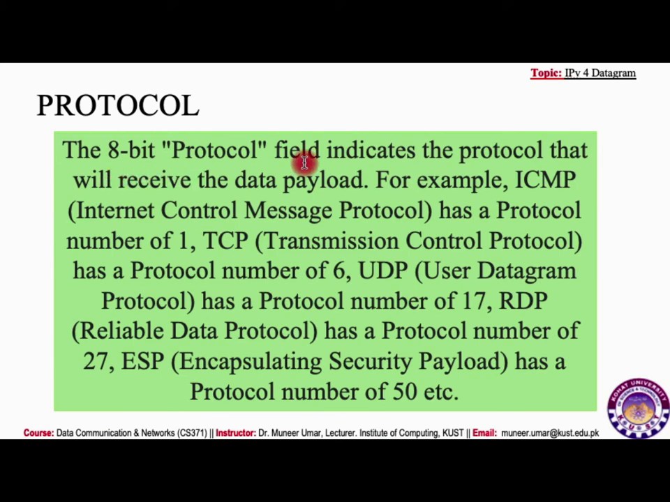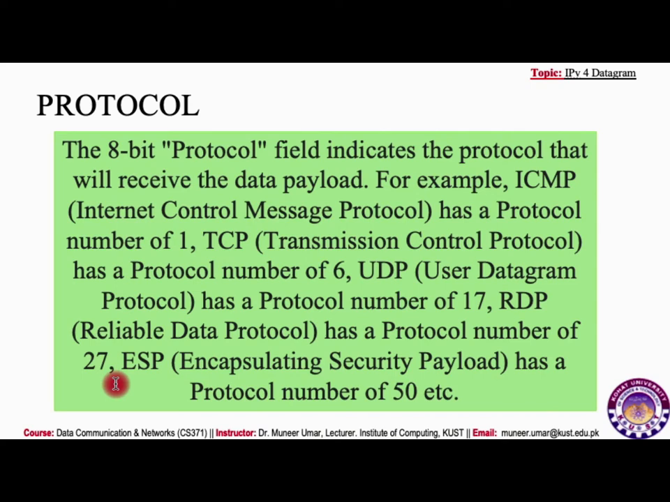The 8-bit protocol field indicates the protocol that will receive the data payload. For example, ICMP, the Internet Control Messaging Protocol, has a protocol number of 1. TCP, Transmission Control Protocol, has a protocol number of 6. UDP, User Datagram Protocol, has a protocol number of 17. Similarly, RDP, Reliable Data Protocol, has a protocol number of 27, and so on.